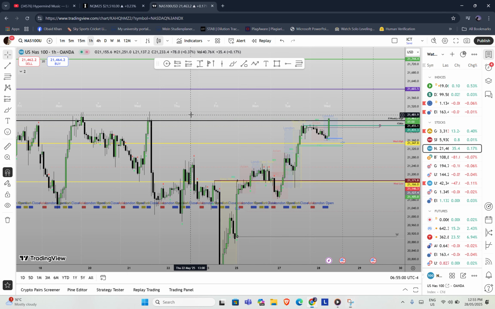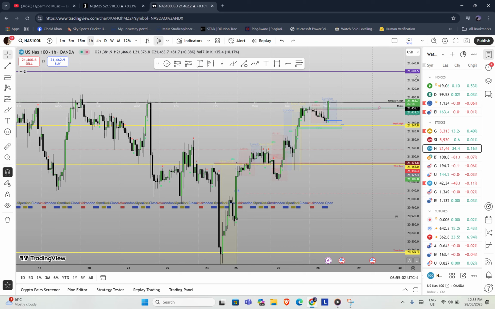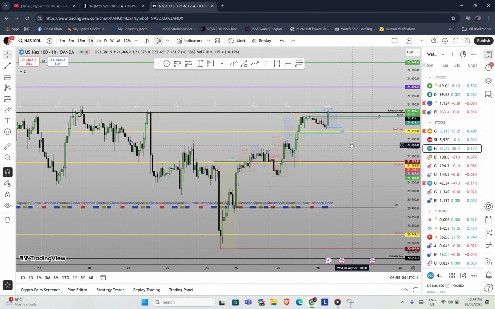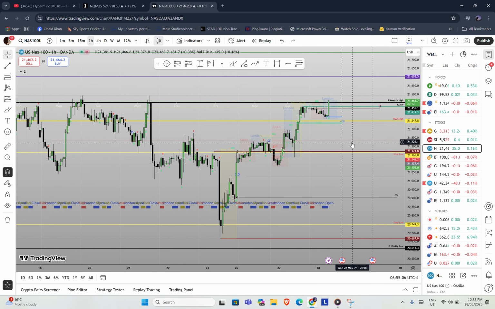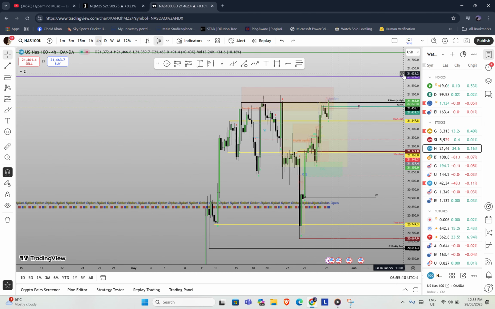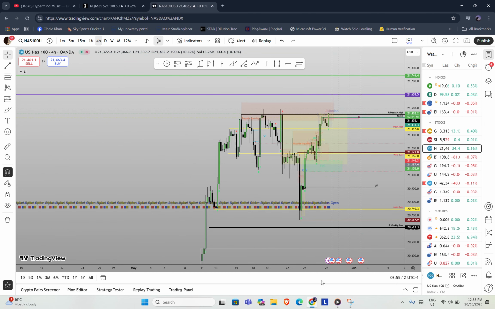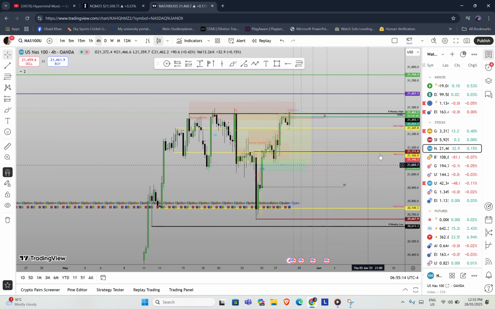As always, my favorite pair is Nasdaq. I was looking at it today and yesterday, and from my analysis and speculations, I already marked my key areas, which were basically the weekly high and the weekly low. The market was already in the uptrend on the 4-hour chart.